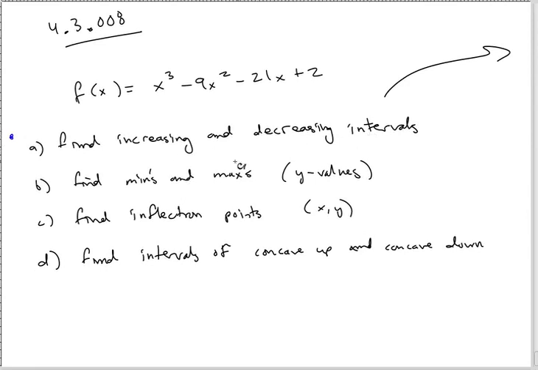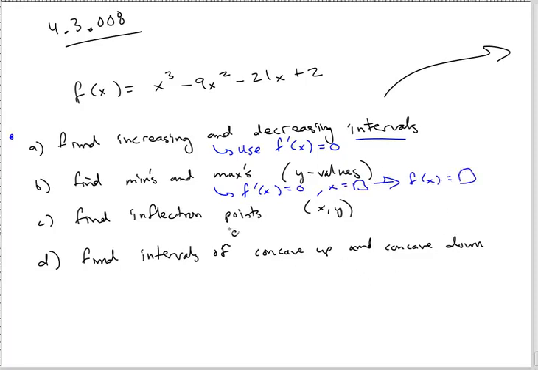For increasing and decreasing intervals, I'm going to use f prime of x equals 0. And I'm not saying it is just equal to 0 and call it a day. We have to use it to be able to get the intervals. To find the mins and maxes, it's when these are equal to 0 and you solve for x, and then you plug it back in and solve for y.